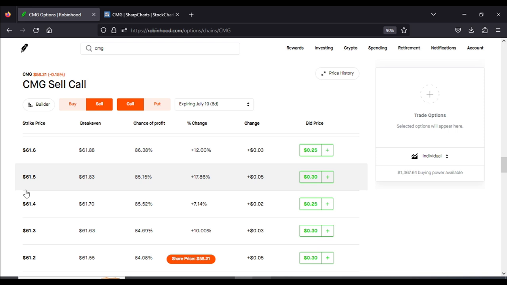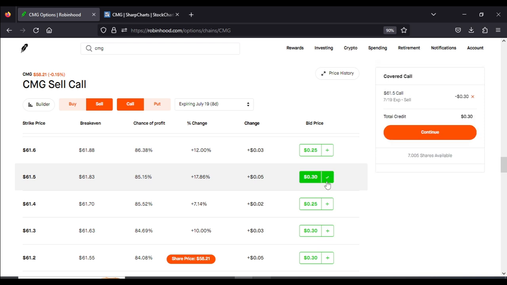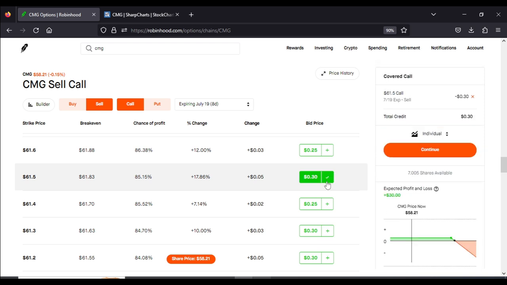Now, there is a reason for that. The number one reason for this is that once I choose the 61.5 strike price, I will be able to earn 30 cents on this option contract. Now, once again, each option contract is multiplied by 100 shares, so I'll be earning $30.